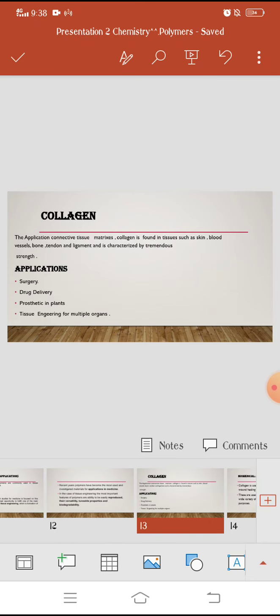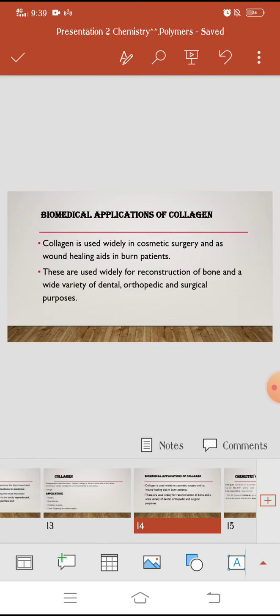The applications of collagen, the application in connective tissue matrices. Collagen is found in tissues such as skin, blood vessels, bone, tendon, and ligament, and is characterized by tremendous strength. And their applications in biomedical polymer are surgery, drug delivery, prosthetic implants, tissue engineering for multiple organs.